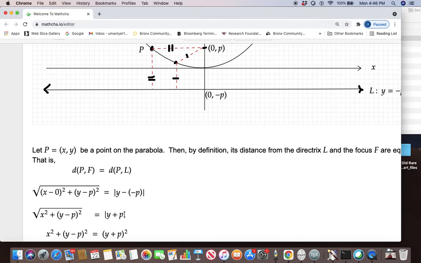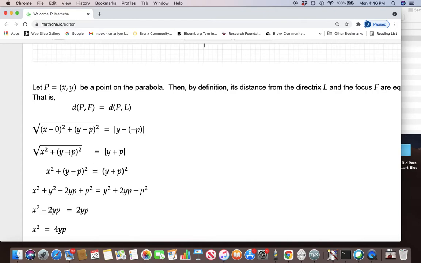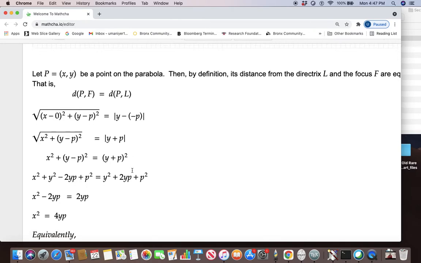So absolute value of y plus p. And on the left, we are simply using the distance formula. P is (x, y), F is (0, p). So the distance between (x, y) and (0, p): x minus 0 quantity squared plus y minus p quantity squared, add them both, take the square root. So that gives you your starting equation. Now, square both sides. I get x squared plus (y minus p) squared equals (y plus p) squared.